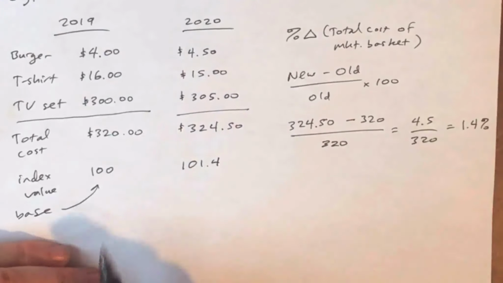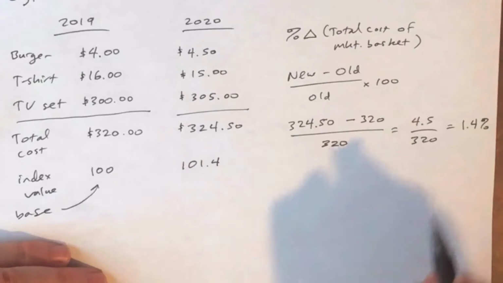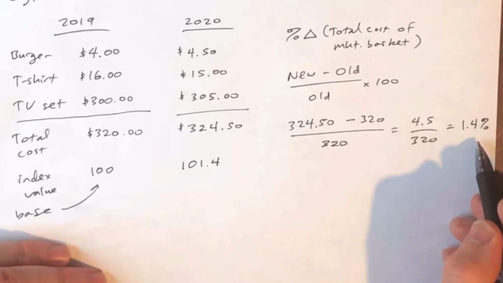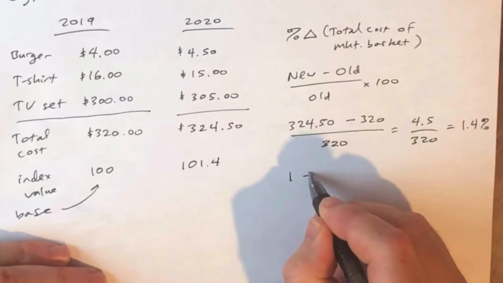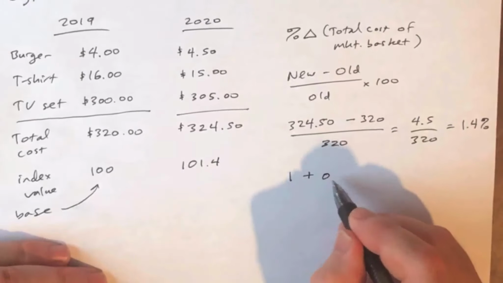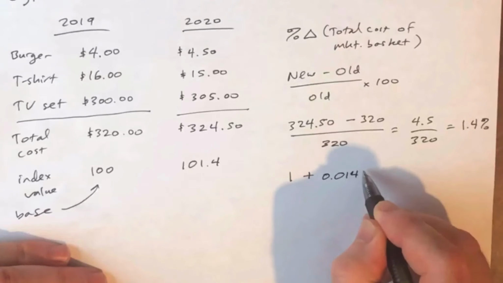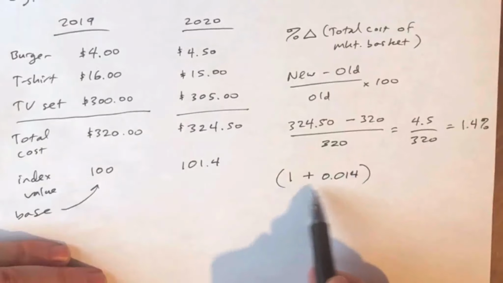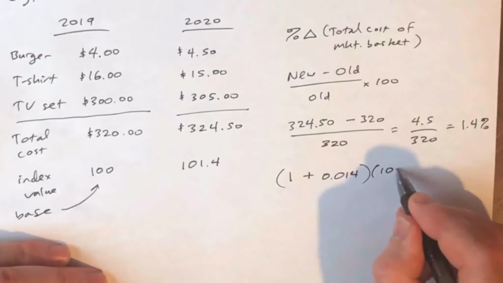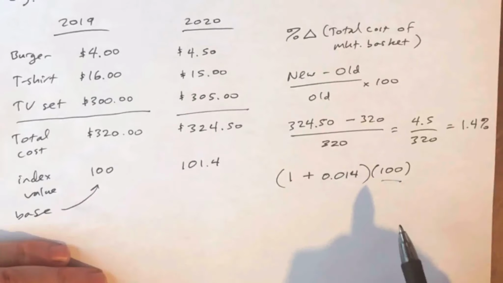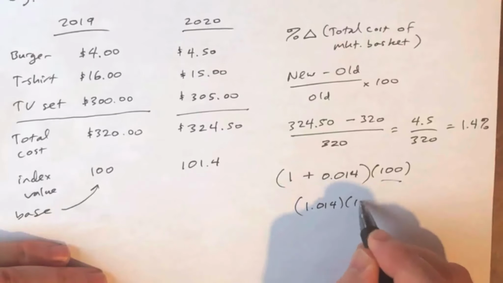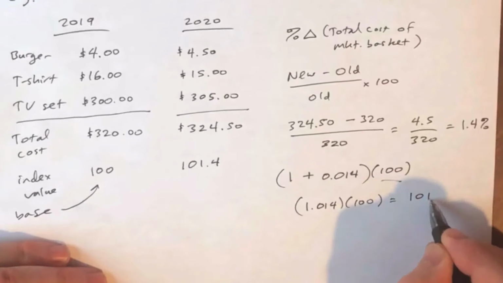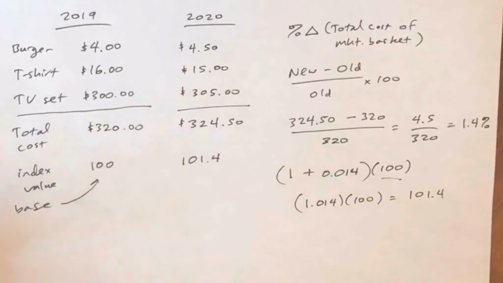Now, if we're not starting with 100, the easy way to see how much something has increased by a certain percentage is to take the number 1 and add to that the percentage change. So this one is 0.014. Then we multiply it times the thing that has the percentage change, in this case 100. We get 1.014 times 100, and that gives us 101.4. Like I said, when we start with 100, it's easy.